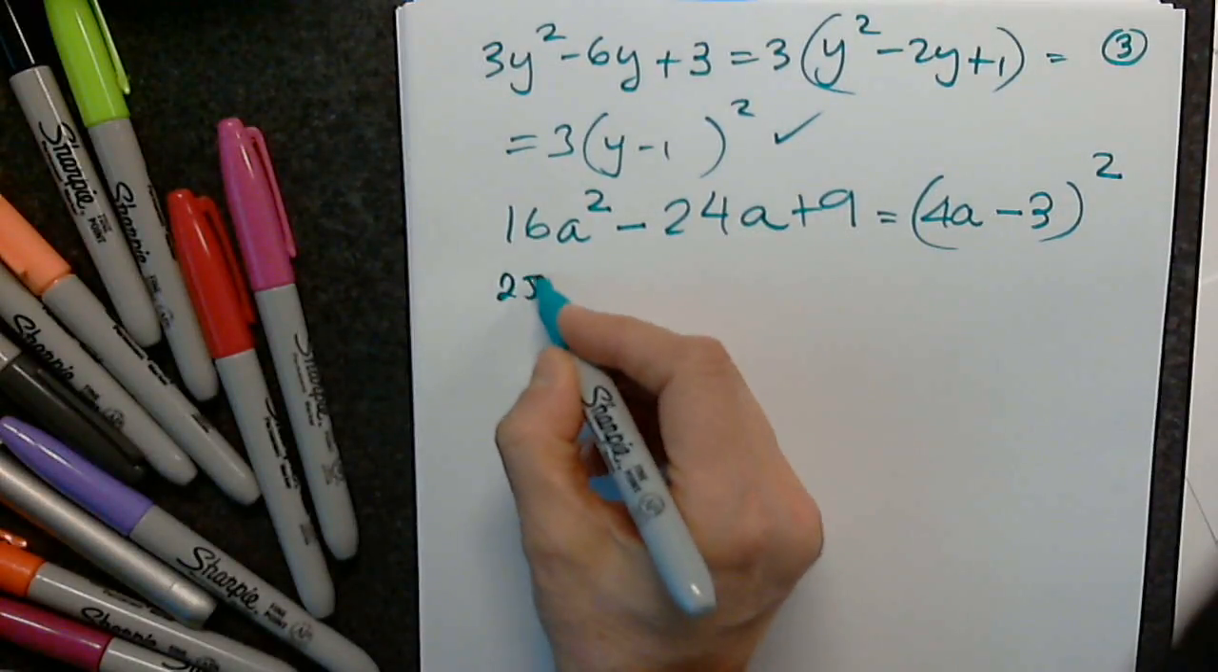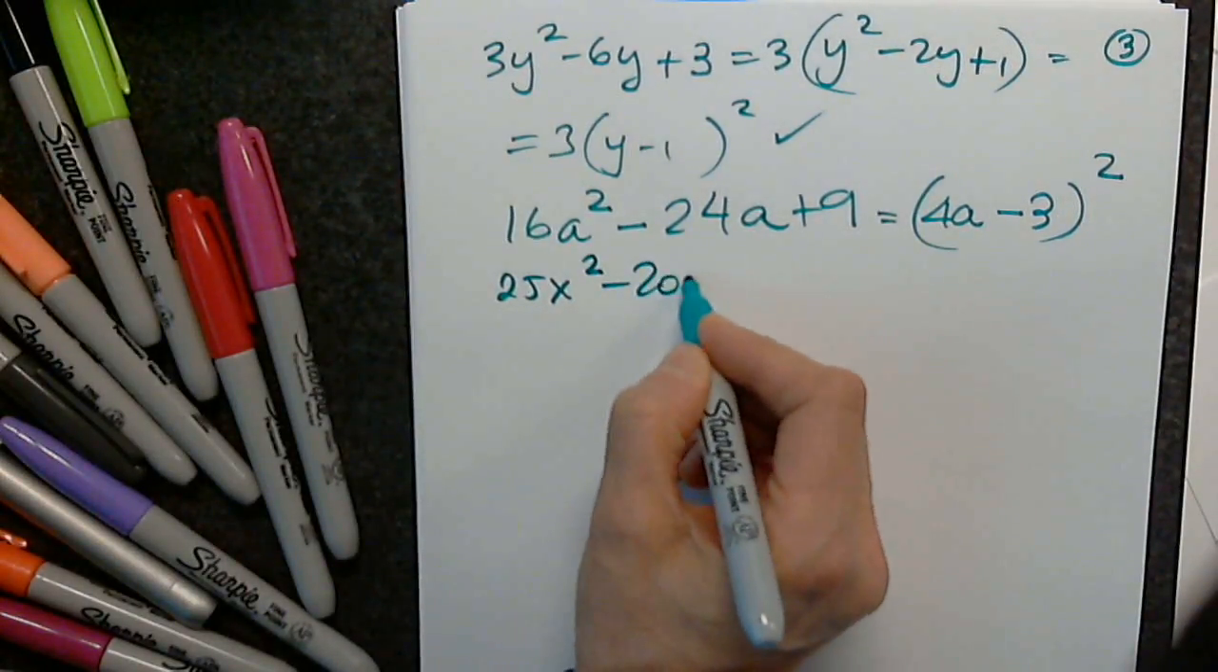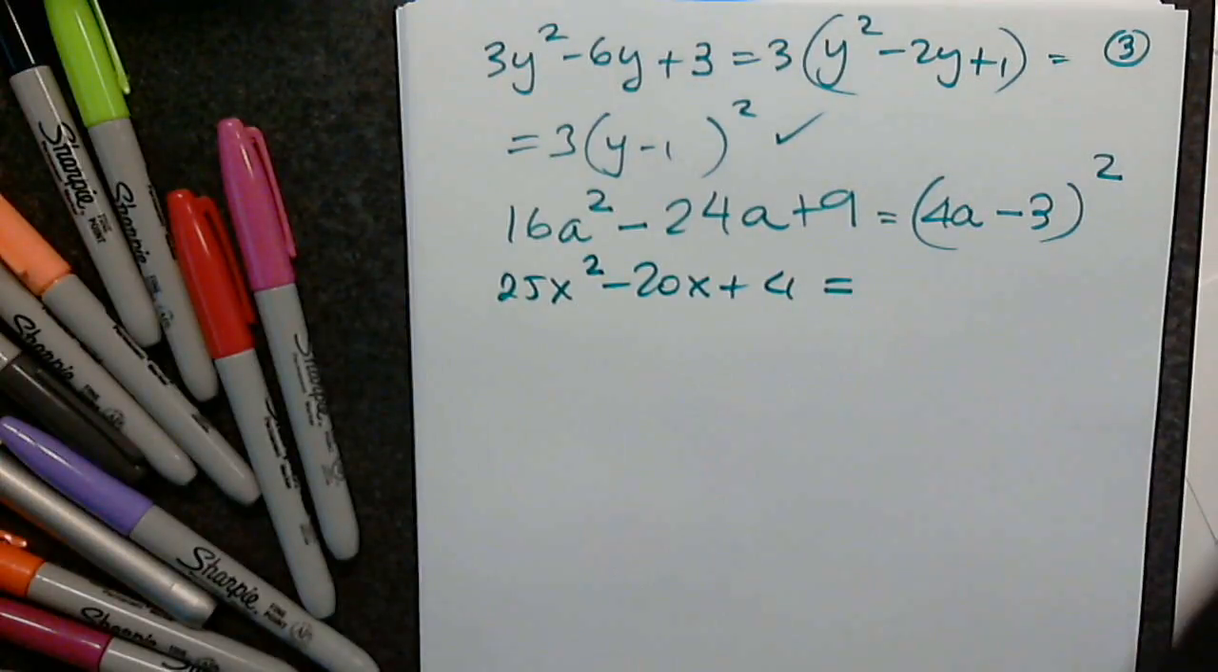25x squared minus 20x plus 4. What is it? So you understand why I need a month on this chapter? It's not easy. We need a lot of practice. Okay, what is it? Trinomial. Is it in descending order? Greatest common factor?